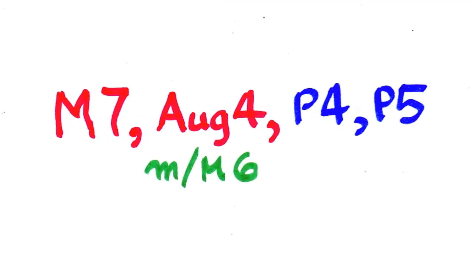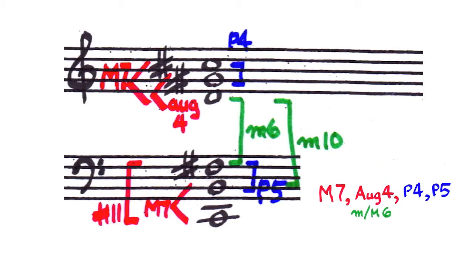So let's make a chord with dissonant and consonant intervals. Let's have a major 7 in it, and we'll have a perfect fifth, and maybe a major or minor 6, and an augmented fourth.